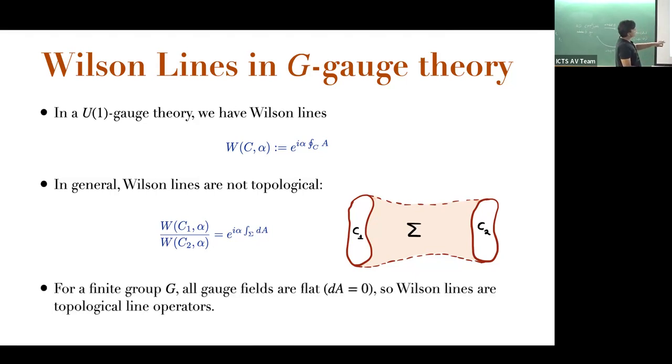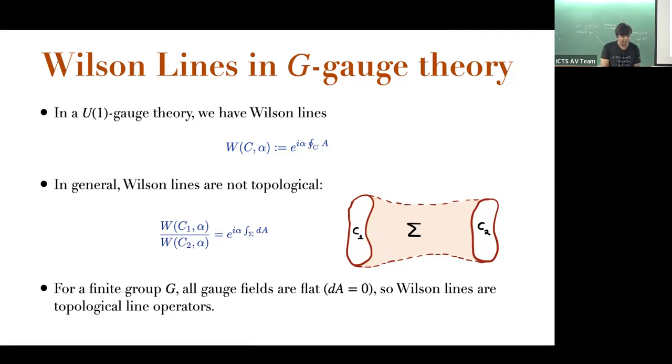But for finite groups, dA is 0 for any gauge field. So there is no compensating factor if we deform the loop. So for finite groups, all Wilson lines are topological operators, and their OPE will not depend on the distance between the operators or any position dependent data.